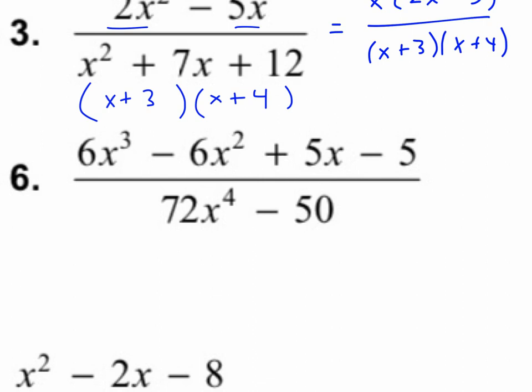So 6, we have 4 terms. So we're going to have to factor by grouping on the top. We group the first 2, group the second 2. What do we have in common in our first 2 terms? 6x squared. So we take out a 6x squared. What are we left with? So we divide both of these by 6x squared.